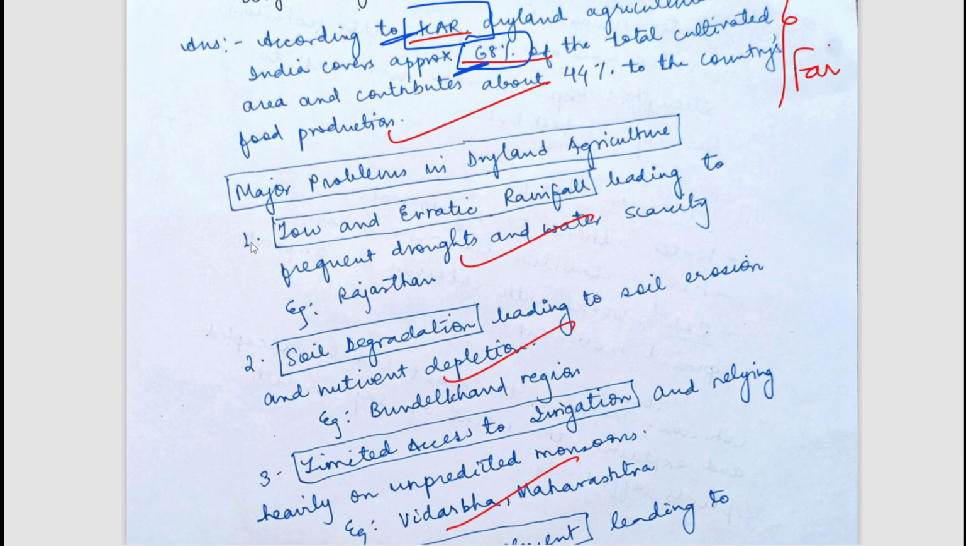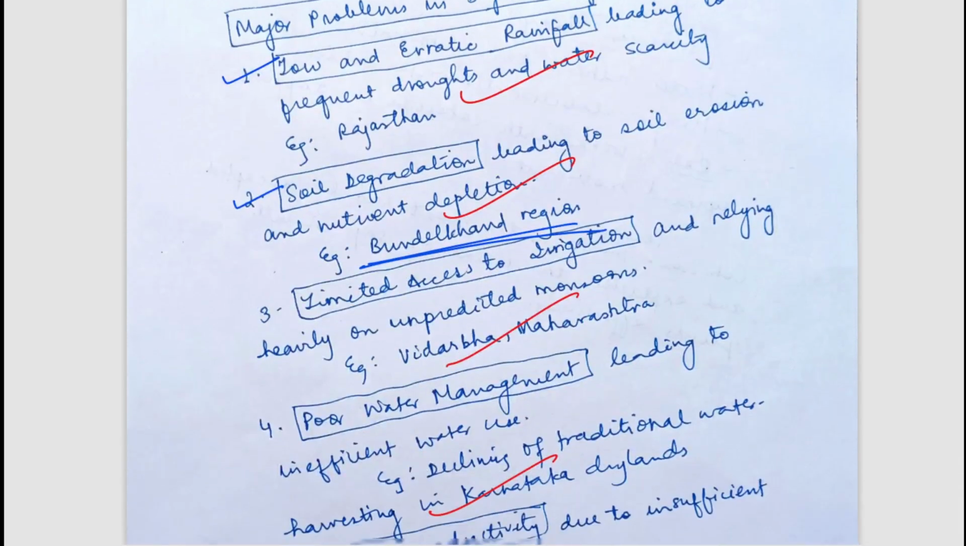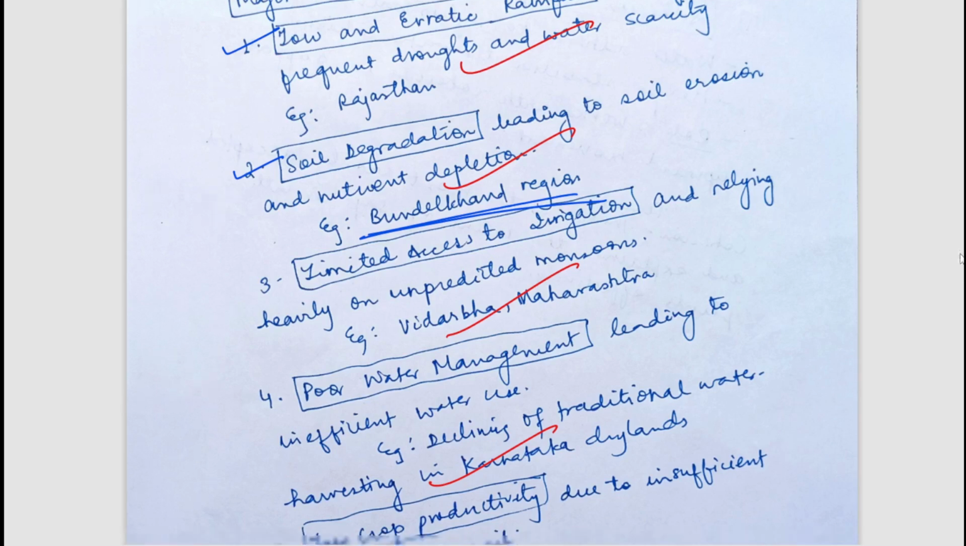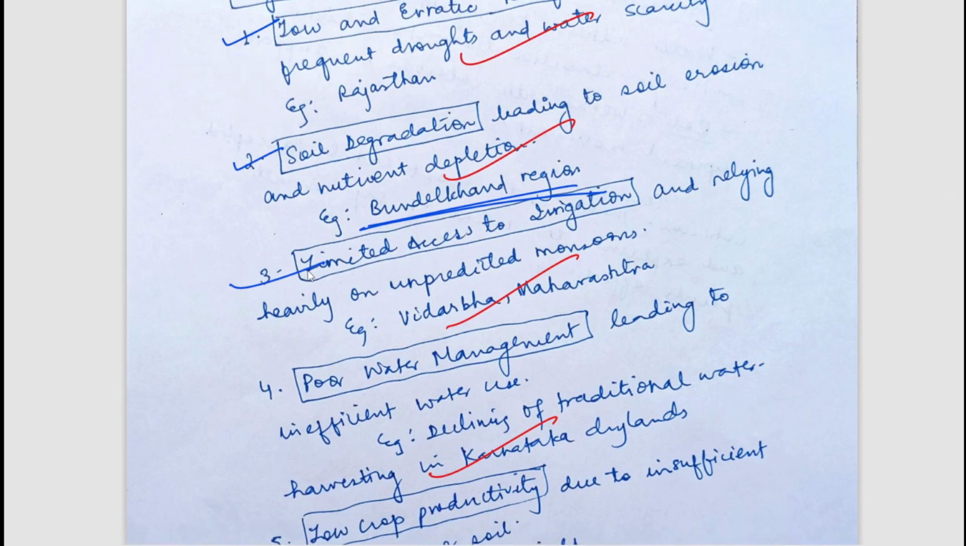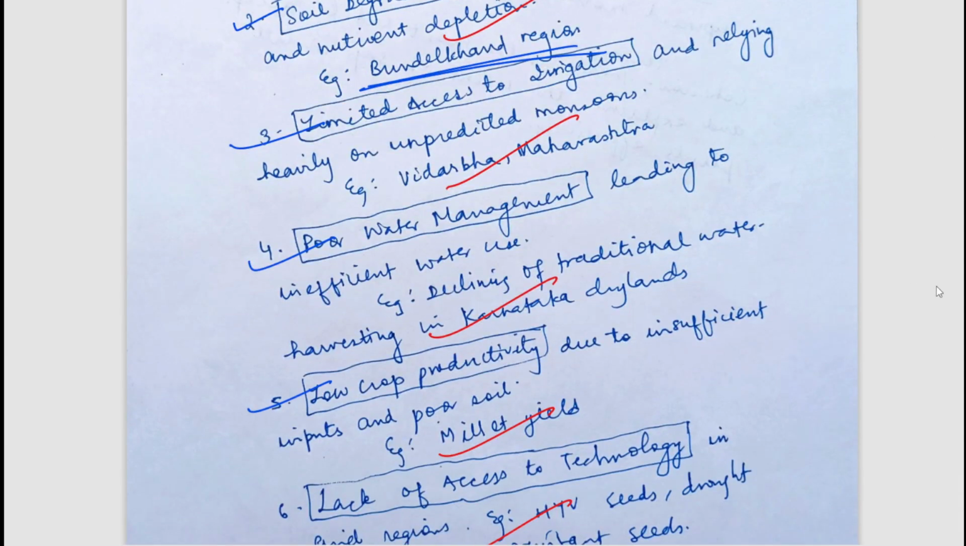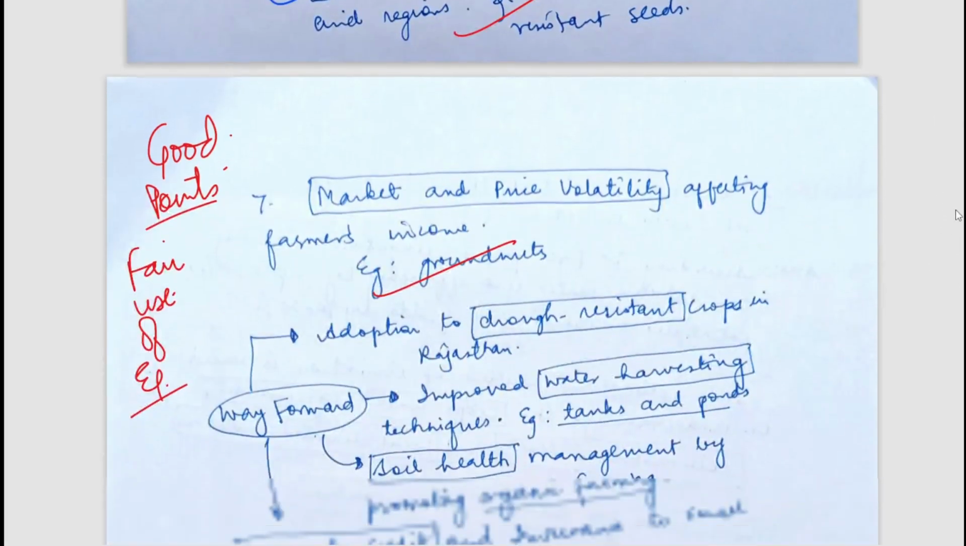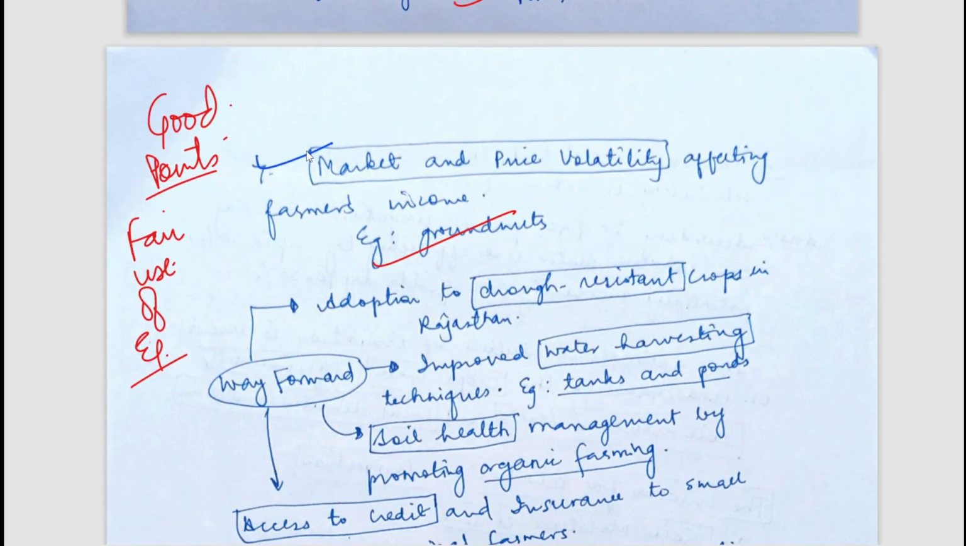What are its major problems? Obviously, in dryland there will be low and erratic rainfall. There will be problems of soil moisture availability. Soil will be more degraded. You can see examples of the Bundelkhand region have been mentioned, so that is a nice use of examples. Limited access to irrigation, poor water management. There will be low crop productivity, lack of access to technology, market and price volatility.